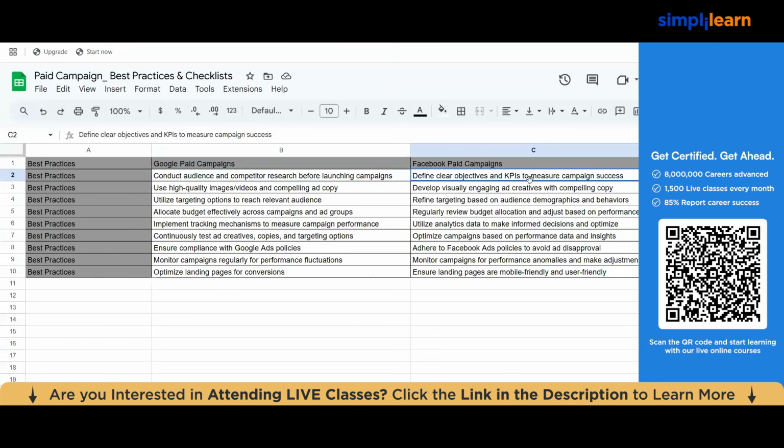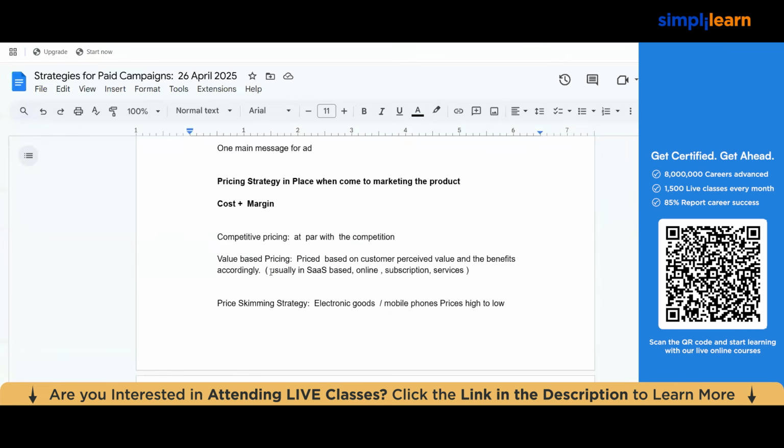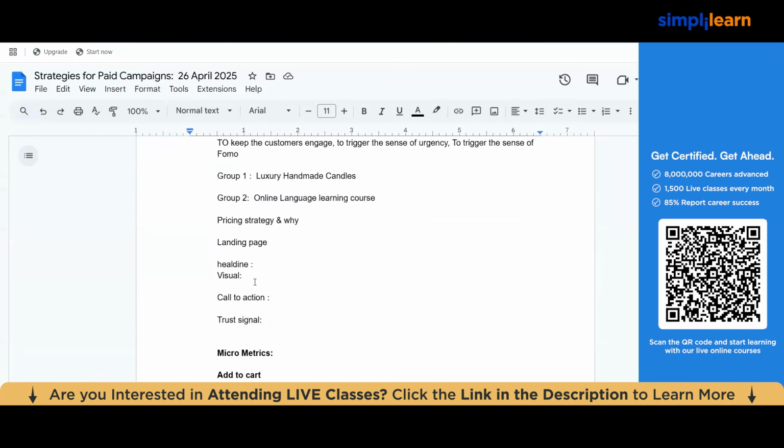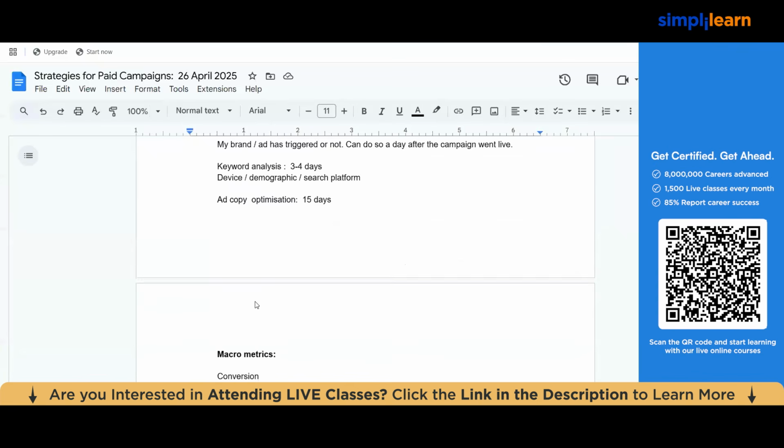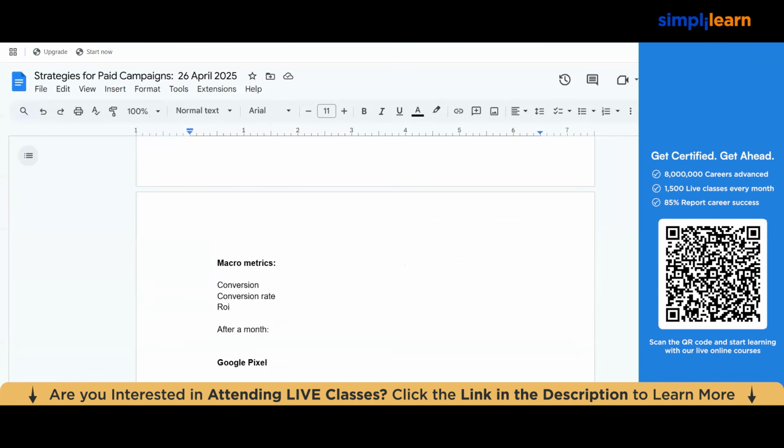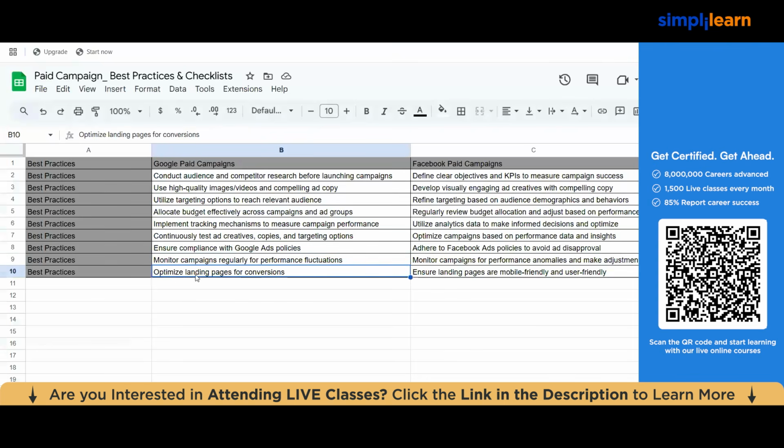Define clear objectives and KPIs to measure campaign success, use high quality images, implement tracking mechanisms, use analytics, ensure compliance with Google Ads policies, and similarly Facebook ad policies, and monitor the campaign regularly. Mention how to monitor the performance and when to do what, from SQR analysis to keyword analysis to micro metrics analysis and then macro metrics analysis. So all those are regular analyses of the campaign that we need to do, and then optimize the landing pages for conversion.